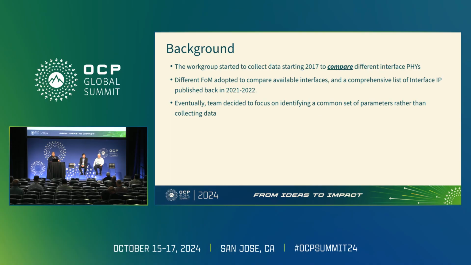And for this year, we are just providing an empty Excel sheet with the methods and how to measure those parameters, that hopefully everybody can agree on and use. Eventually we get to a common platform where we can compare different PHYs based on our needs. Nothing to do with saying, hey, BoW is better than UCIe or UCIe is better than BoW. That's not the intention of this work group.